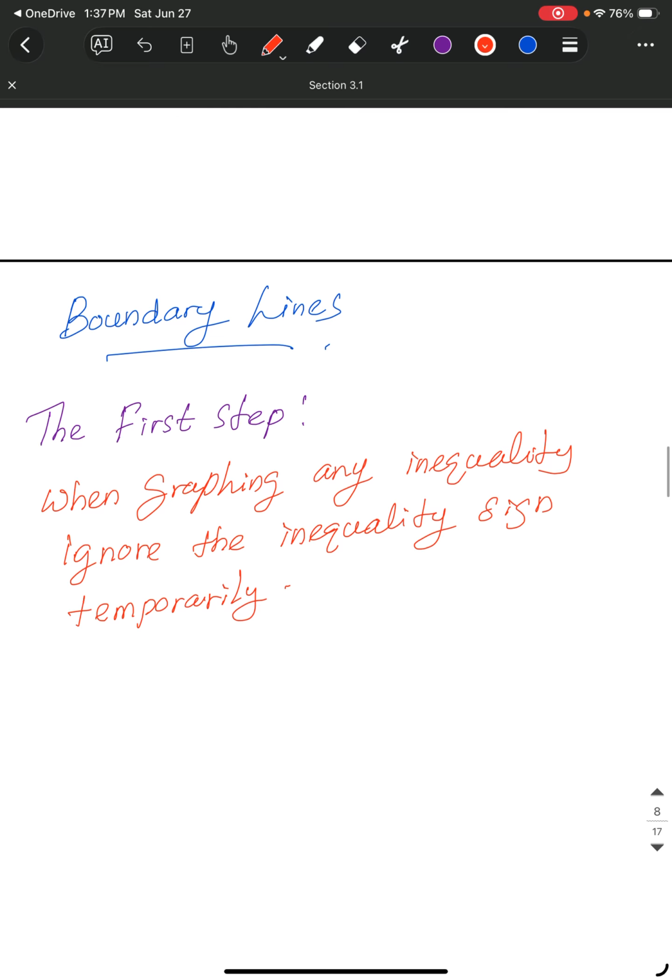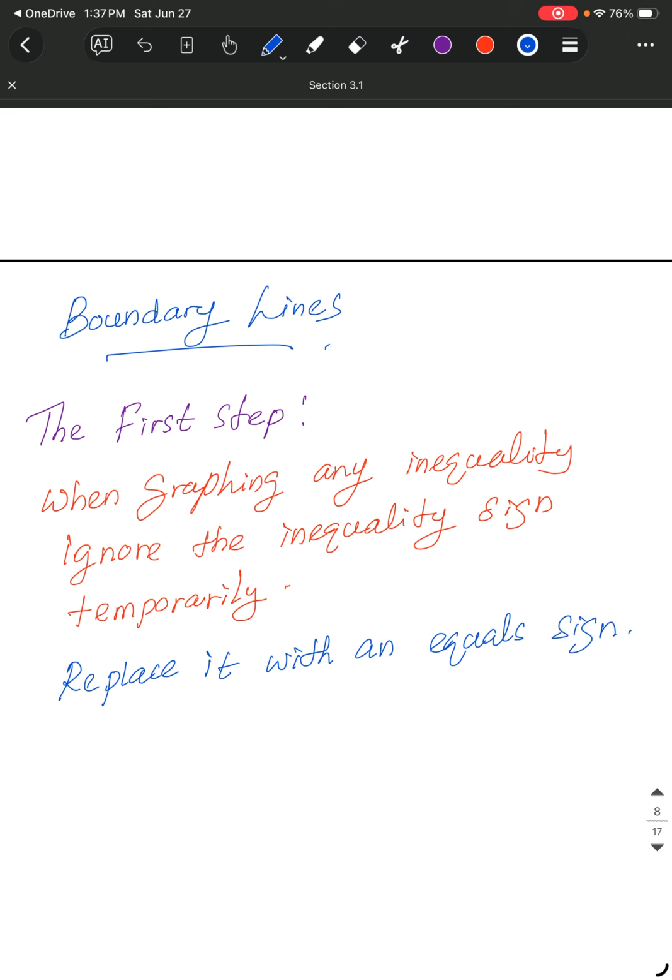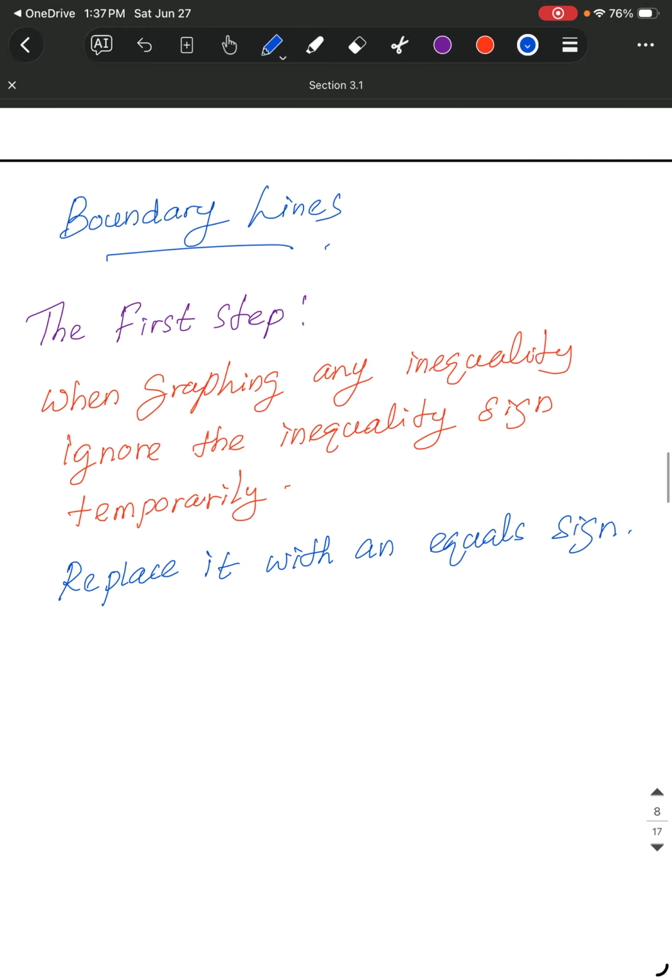Replace it with an equal sign. Then we convert that inequality into the equation. So this gives us the boundary line.